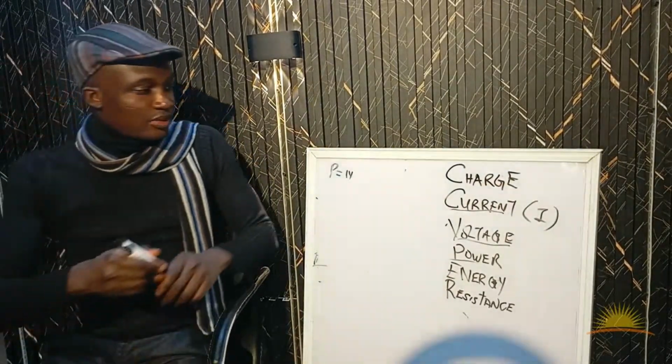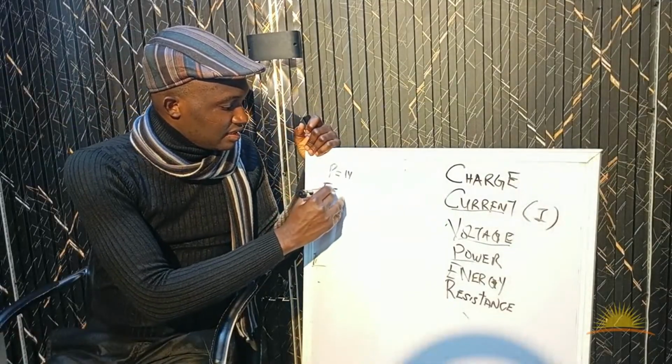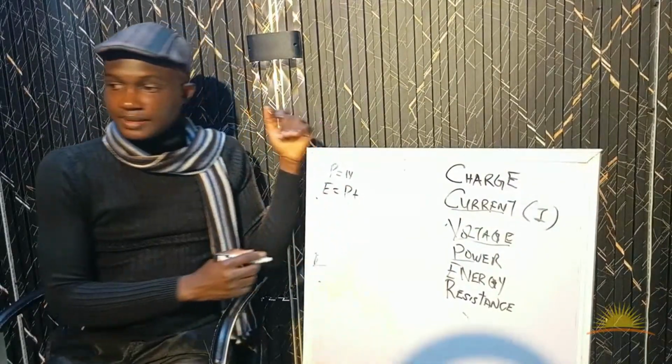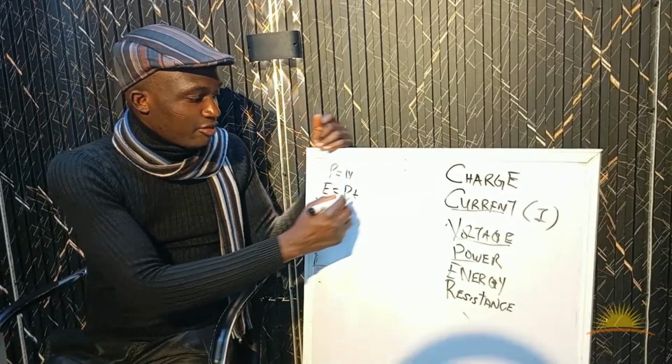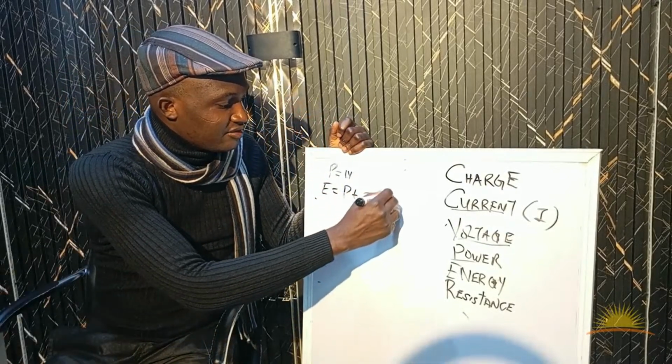Energy. What's the formula for energy? Energy is simply power times time. It's the multiplication of power and time. And if we substitute IV for P, it becomes IVT.